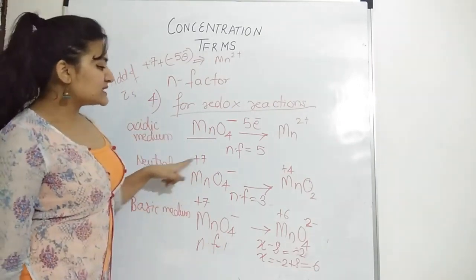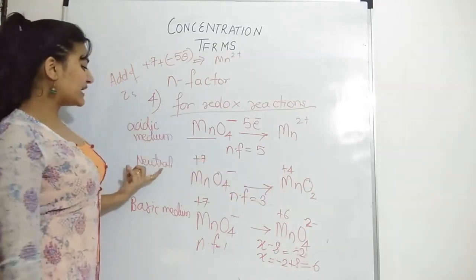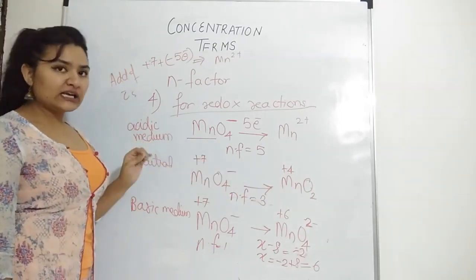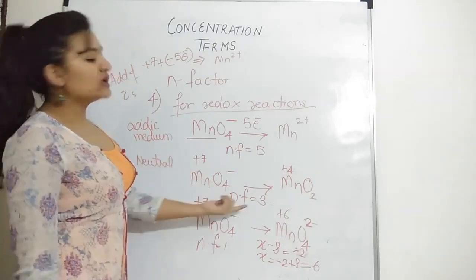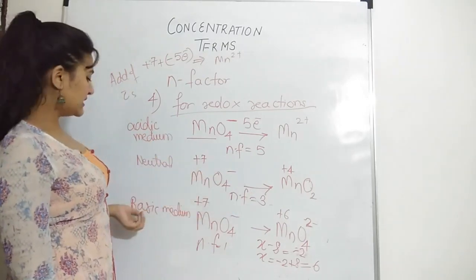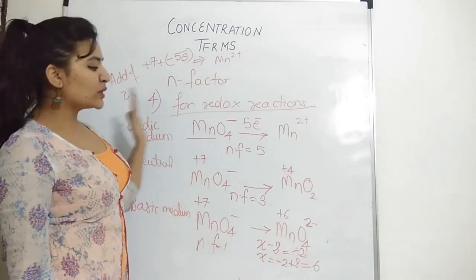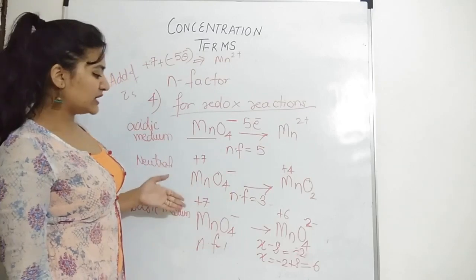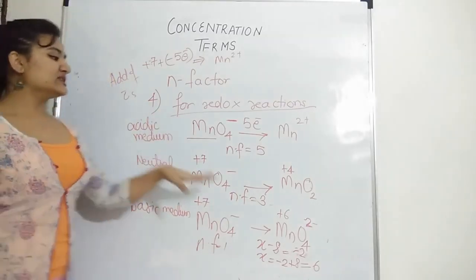MnO4 minus, plus 7 goes to plus 4, where you have MnO2. Again, this is either neutral or slightly alkaline. So again here there will be 3 electrons being gained. Then you have basic medium where you have MnO4 minus going to MnO4 2 minus. Over there you have only 1 electron being gained. Okay, plus 7 to plus 6.